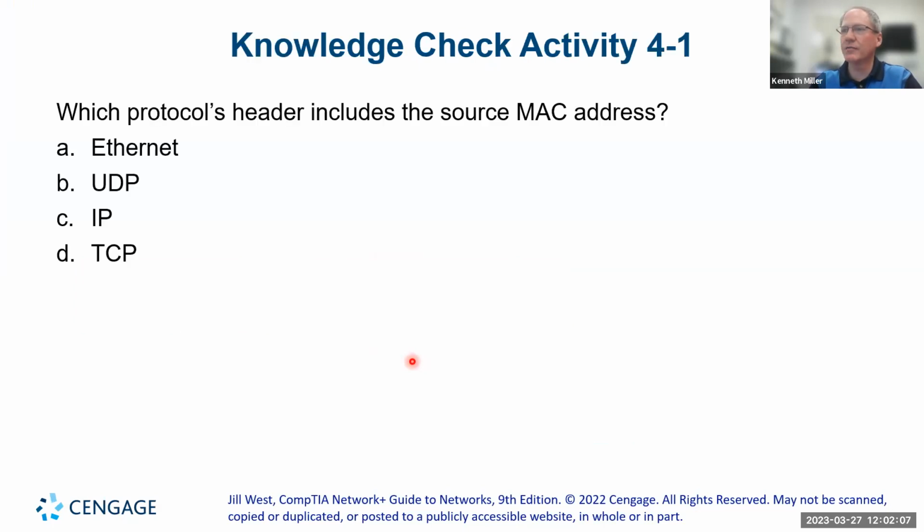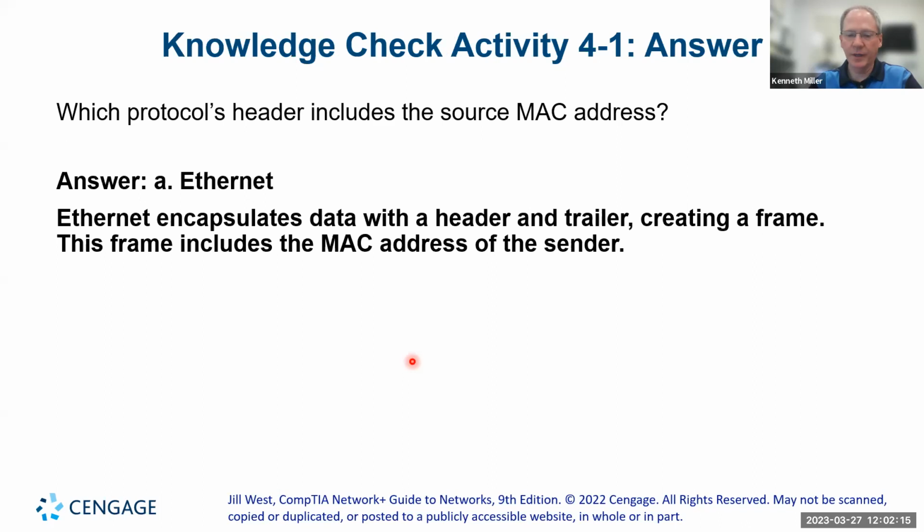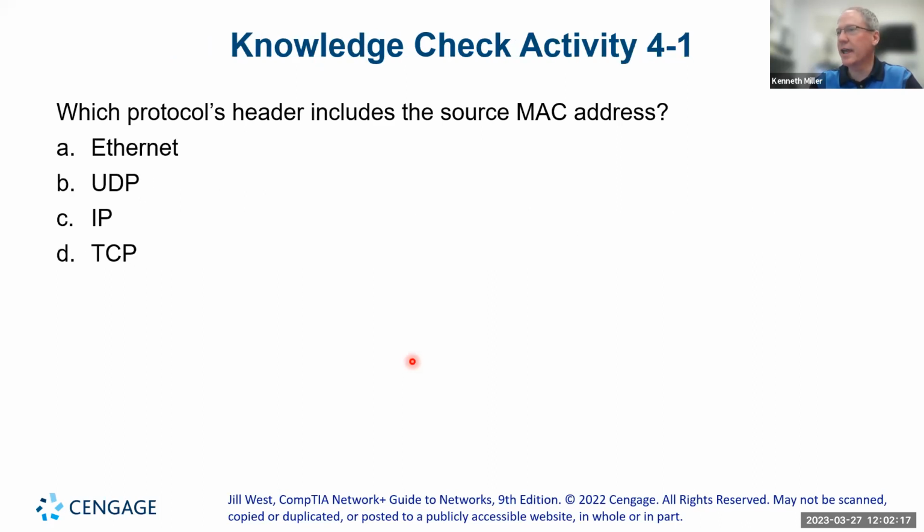Here's a little knowledge check. Which protocol's header includes the source MAC address? That's going to be the Ethernet frame, because UDP, whose data is encapsulated connectionless, has nothing to do with it. IP is the IP address. TCP is connection oriented, and that's all. UDP, IP, and TCP are all happening at layer 3, whereas Ethernet is at layer 2, the frame, and that's of course where we talk about MAC addresses.